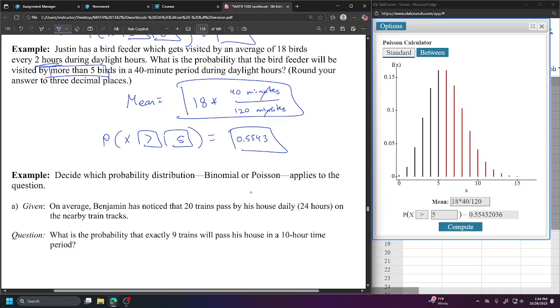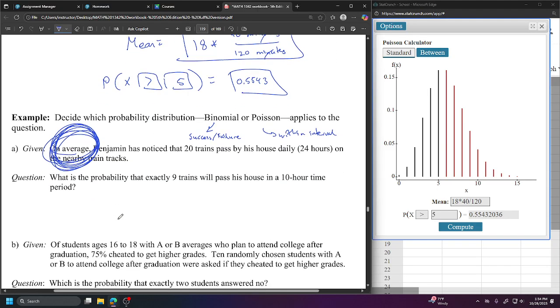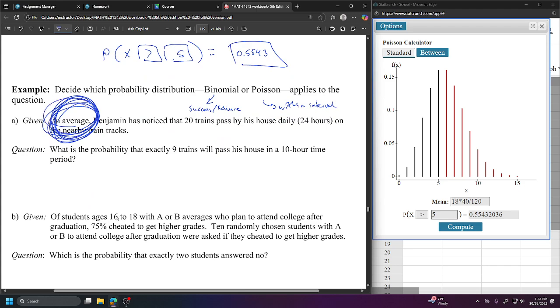Okay, so they're saying, should it be binomial or Poisson? And so binomial, again, we got success or failure, while Poisson is this whole mean, average, within an interval. It's often time-based and all that kind of stuff. So on average, Benjamin noticed 20 trains passing by. What's the probability of this or that? On average, that's a key word right there. In a 24-hour period, 10-hour period, Poisson. You got it.